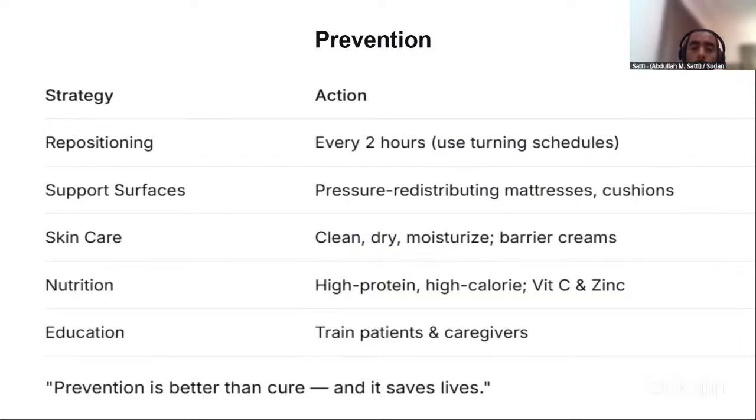So you need to reposition the patient every 2 to 3 hours in order to restore the blood supply to this area. You also need to make sure that your patient has proper support surfaces, like the pressure redistributing mattresses and the cushions that you usually see in the hospitals. We need to also pay attention to the skincare of the patient as well as good nutrition.